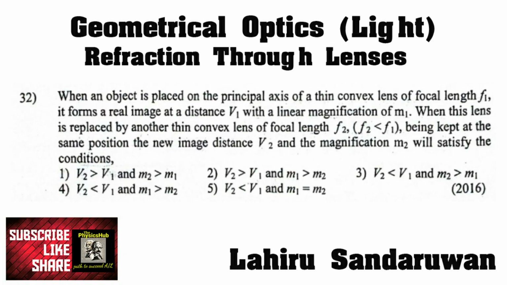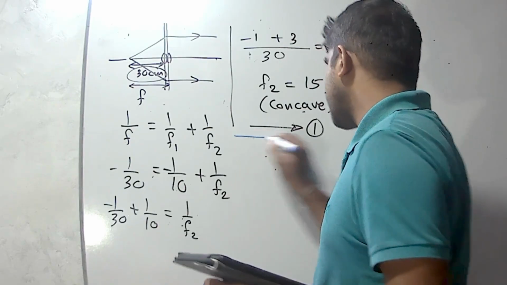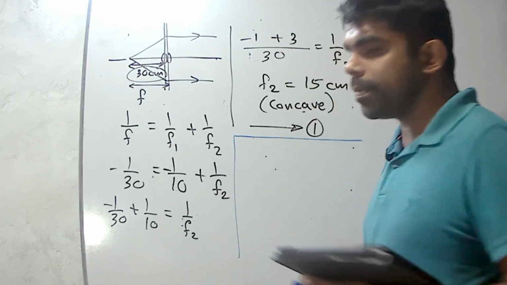When an object is placed on the principal axis of a thin convex lens of focal length f1, it forms a real image at distance v1 with linear magnification m1. When this lens is replaced by another thin convex lens of focal length f2, they have given f2 is less than f1, being kept at the same position, the new image distance v2 and magnification m2 will satisfy the condition. We can get the equation for the linear magnification.